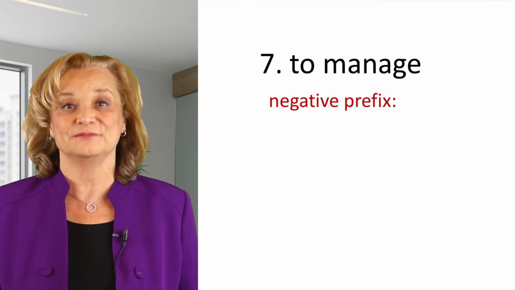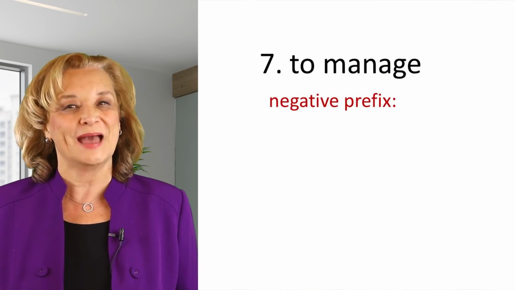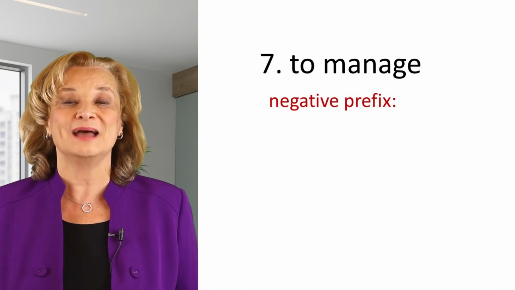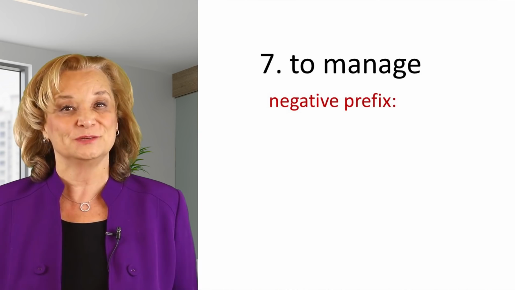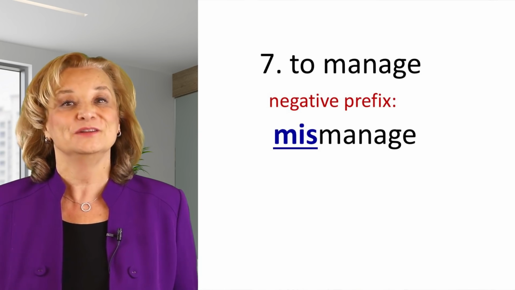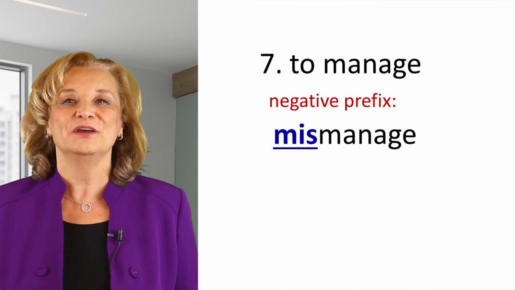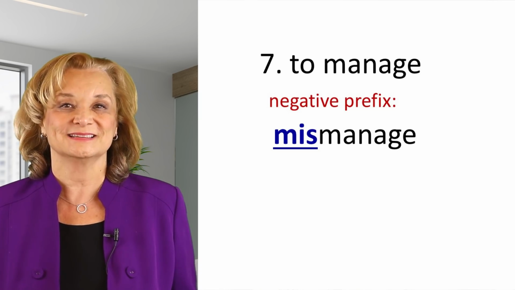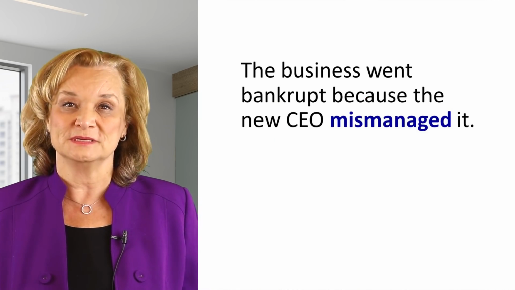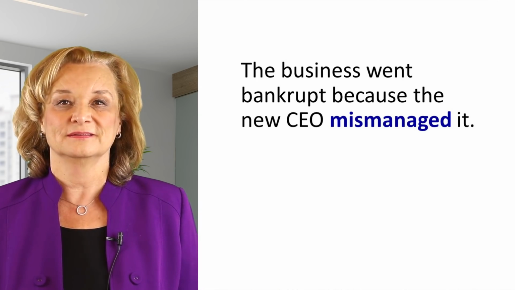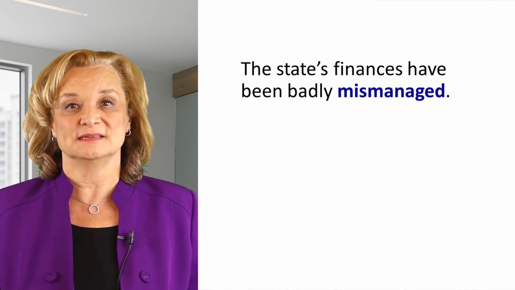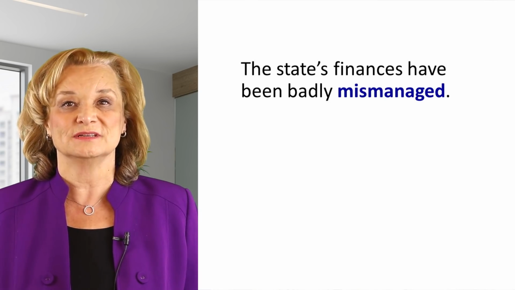And how about the next verb, to manage? To manage. If you don't manage something well, if you manage it badly, what do we say? What is the prefix? We say to mismanage. Once again, we use the prefix mis. The business went bankrupt because the new CEO mismanaged it. The state's finances have been badly mismanaged.